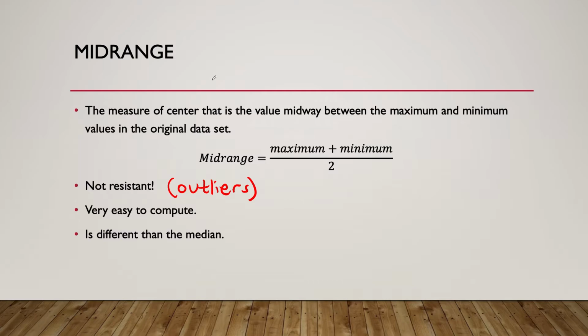The midrange is the value midway between the maximum and minimum values in the dataset. So for the midrange, we take the maximum plus the minimum and divide that by 2. It is not resistant since both the maximum and the minimum deal with the outliers. And it's very easy to compute, as you can see. It is different than the median, however, and it should also be noted that SAS is unable to calculate this directly for us. We would have to actually type in a formula to get it.